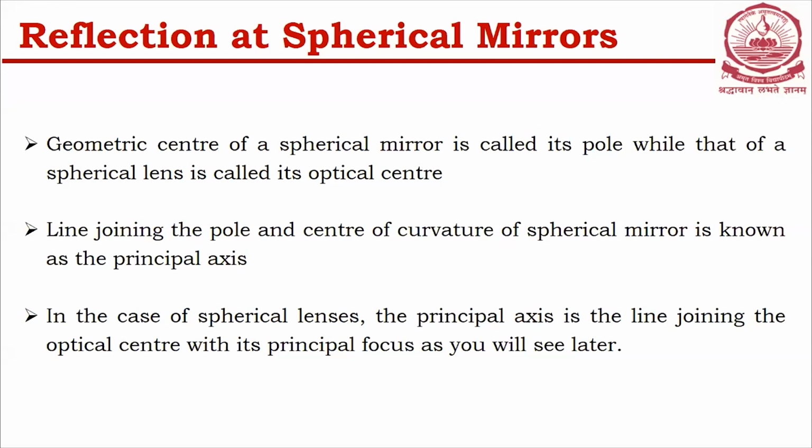The line joining the pole and the center of curvature of a spherical mirror is known as the principal axis. Whenever a line connects the center of curvature and the pole, it is the principal axis. In the case of spherical lenses, the principal axis is the line joining the optical center and its principal focus. You will see later how it is.